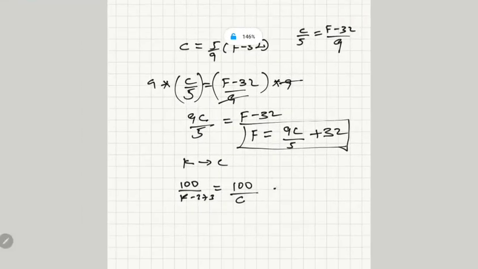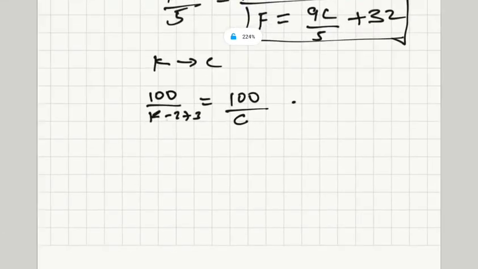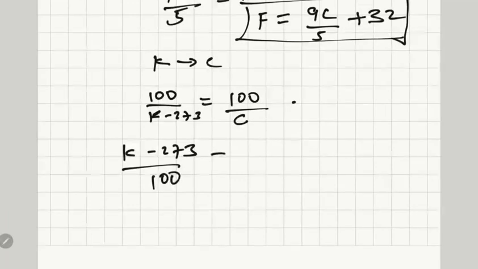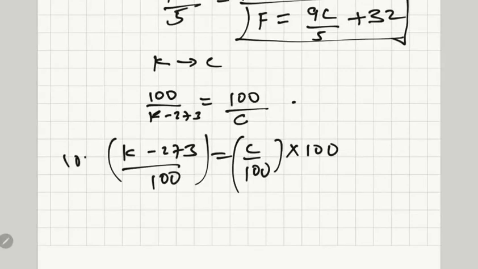Now you can switch both sides. So Kelvin reading minus 273. All right, so we have reciprocated both sides. K minus 273 over 100 is equal to C over 100. Now you can multiply both sides by 100 to simplify this. So times 100, this cancels that. Kelvin reading minus 273 is equal to Celsius reading.